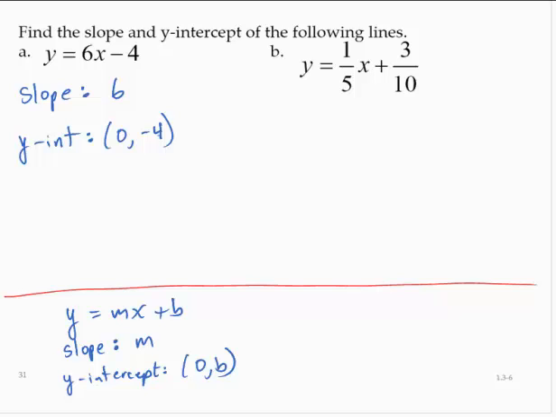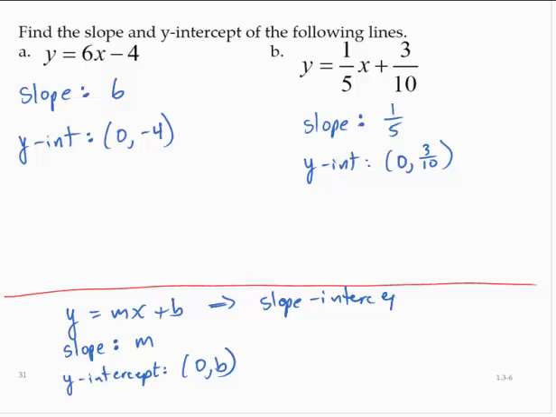For exercise B, again, it's in slope-intercept form. And so the slope of the line would be 1/5, and the y-intercept of the line would be (0, 3/10). So again, if we see an equation in this form, it is called the slope-intercept form of the equation of a line.